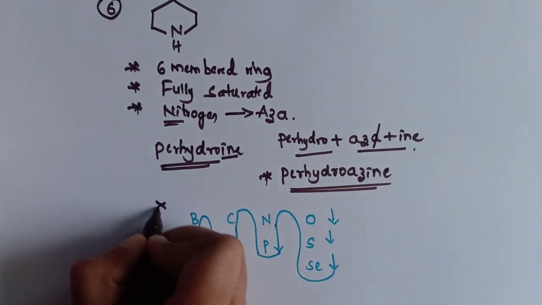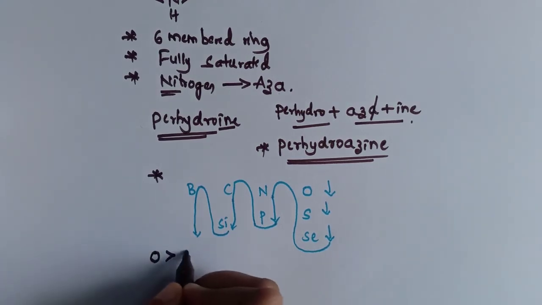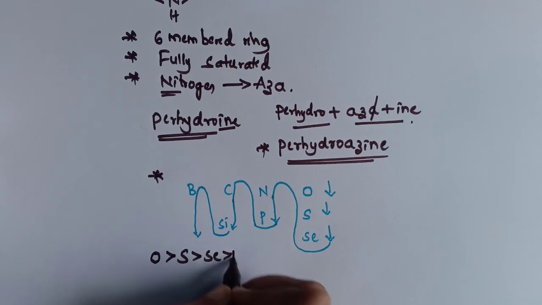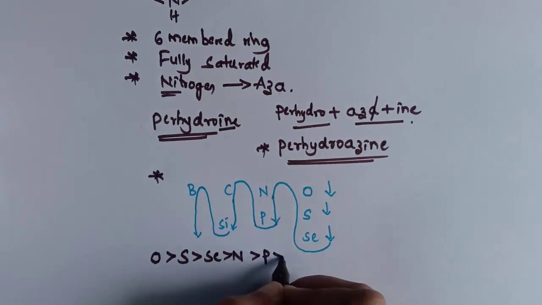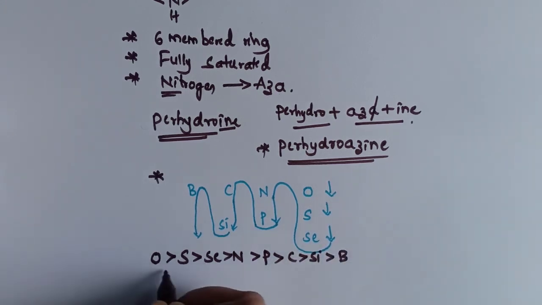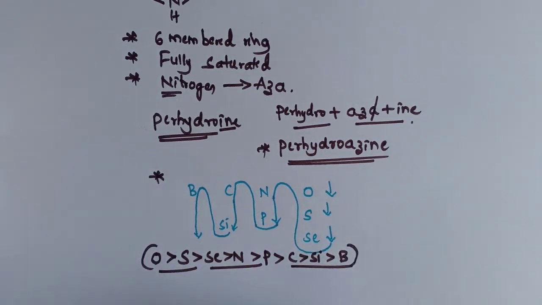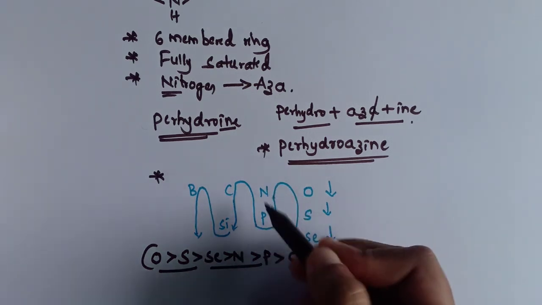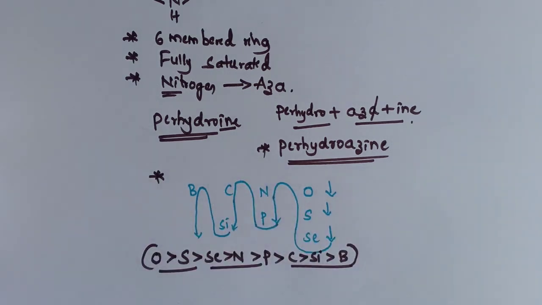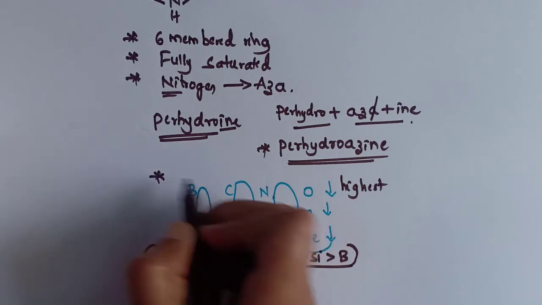This is the exact order of priority for the heteroatoms. First comes oxygen, next sulfur, next selenium, next N, next P, next carbon, silicon, boron. This is the priority order. Earlier I mentioned the priority order, but it covers some more atoms also. First comes oxygen, next S, Se, N, P, carbon, silicon and boron. Oxygen has the highest priority, whereas boron has the lowest priority.